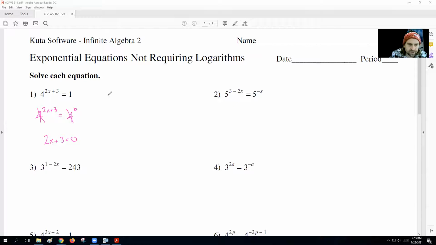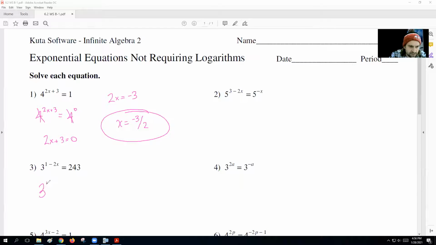All right, now to solve for x, we're going to subtract 3 over, and then divide by 2. Negative 3 does not divide by 2, so there's our answer for problem 1. All right, next, what are we doing with this one here?